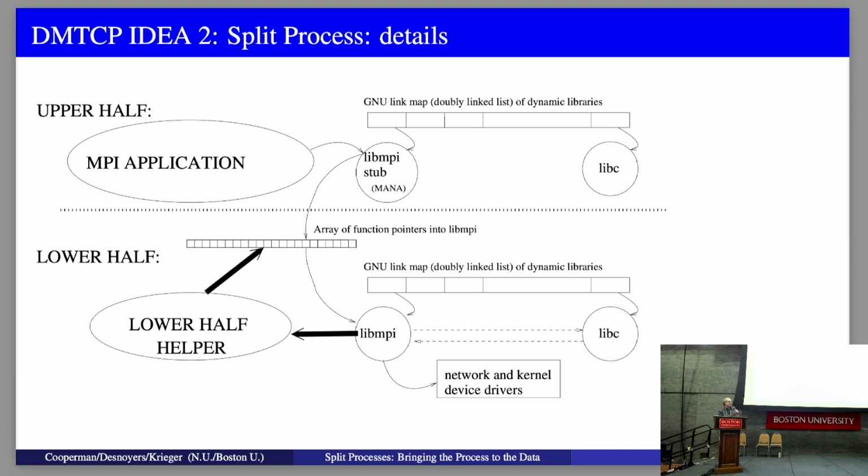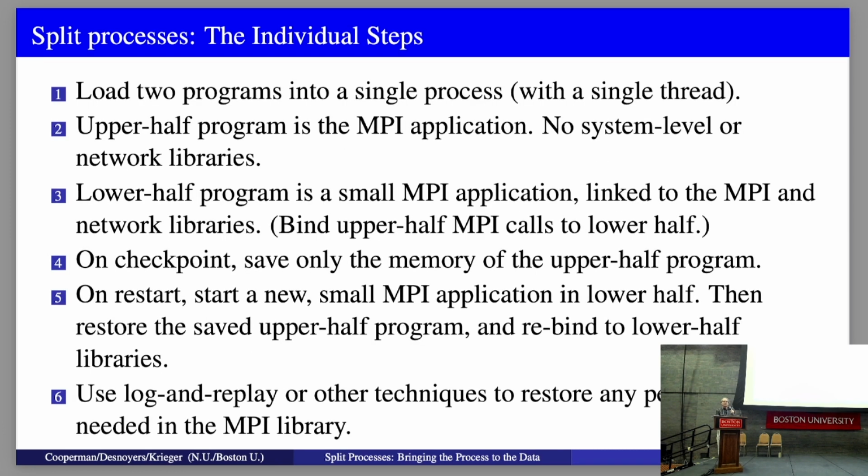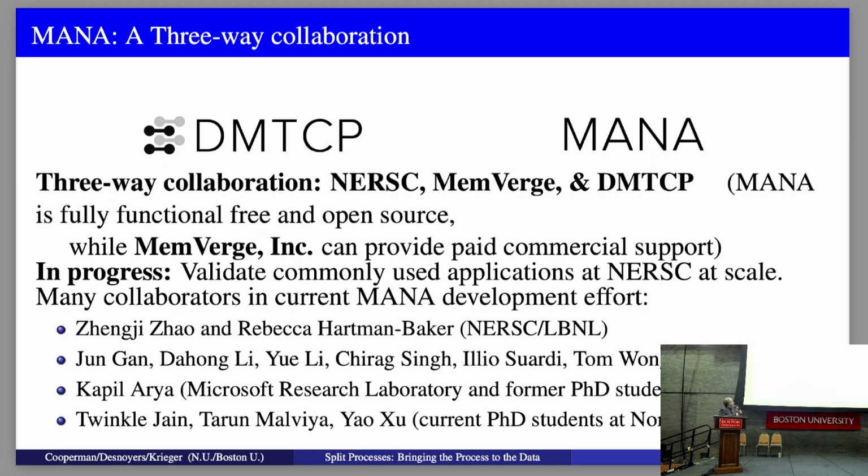And this is a quick review of saying the same thing. So if later you want to review this, you can look at the slides, and hopefully this text version will remind you of what are the essential points behind those diagrams. So as I said, it's a 3-way collaboration. MTCP is the underlying checkpoint project. MANA is the version for MPI that includes the idea of split processes. And it's a 3-way collaboration.